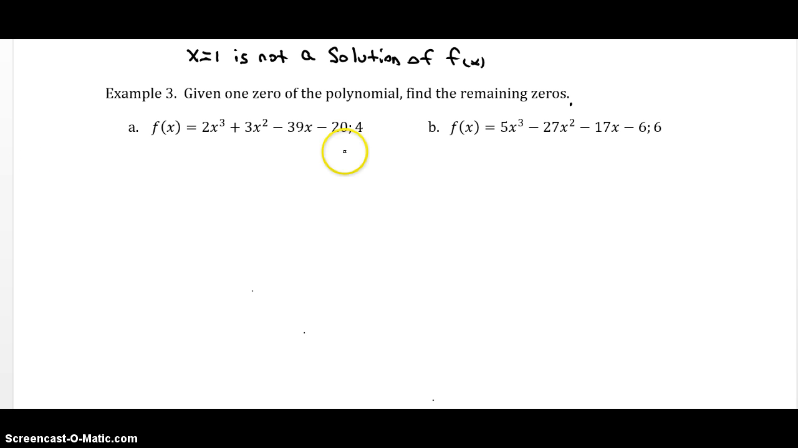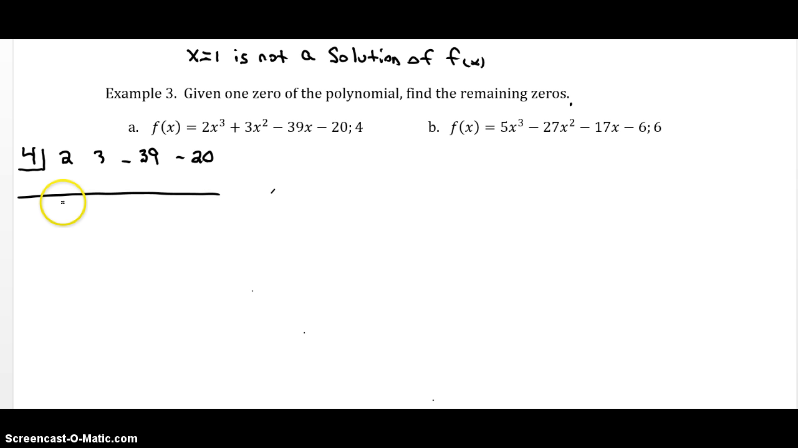So I just need a lot of room, so I'm going to put the 4 way over here. And I'm going to write these coefficients like we normally do. So this is in this little corner with synthetic division. And I notice I've got a cubed, a squared, an x, and a number, so I don't need any placeholders or zeros. So I'll write the 2, and then the 3, and then the negative 39, and then the negative 20. Alright, so I'll write my line.